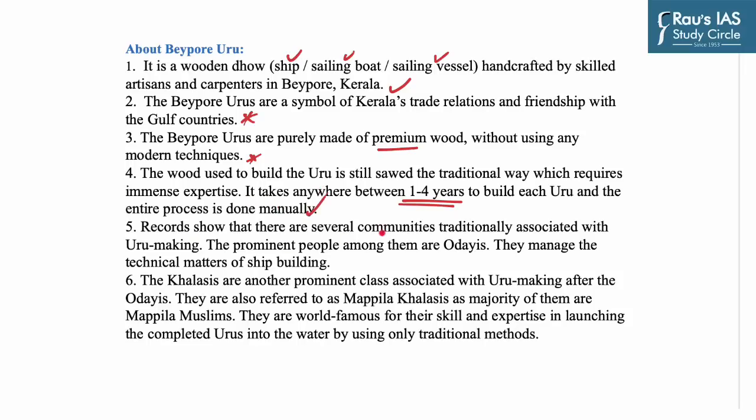Records show that there are several communities traditionally associated with Uru making. The prominent people among them are Odais. They manage the technical matters of shipbuilding. The Khalasis are another prominent class associated with Uru making after the Odais. They are also referred to as Mappila Khalasis, as the majority of them are Mappila Muslims. They are world famous for their skill and expertise in launching the completed Urus into the water by using only traditional methods.